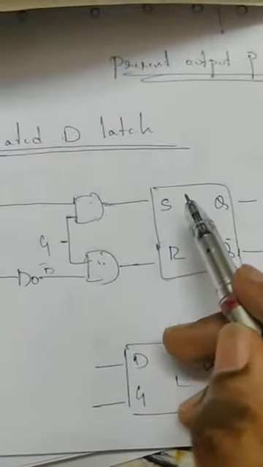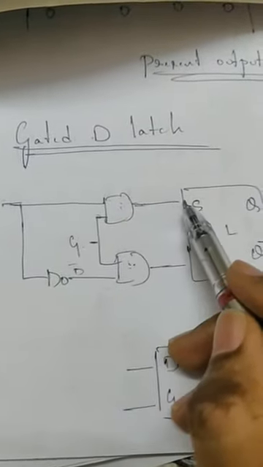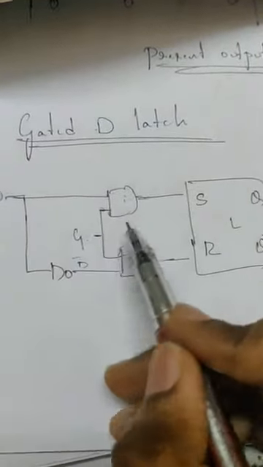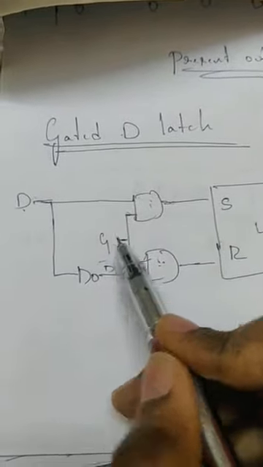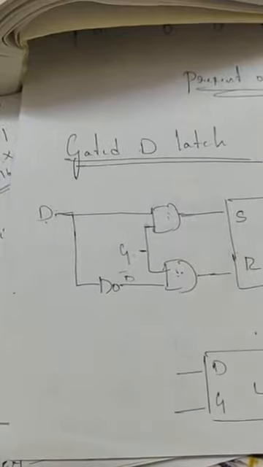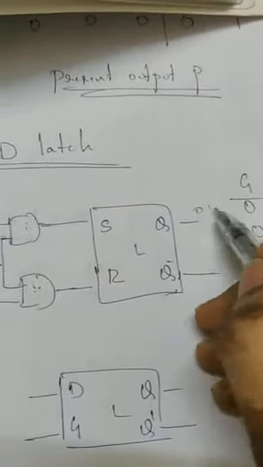So to convert the SR latch to D latch, we need to make use of 2 AND gates, which are extended backward like this, connected together by a G. G refers to gate input. So this is the D input. How is D going to work? Whenever D is 0, the output Q will be 0. Whenever D is 1, the output will be 1. Simple.